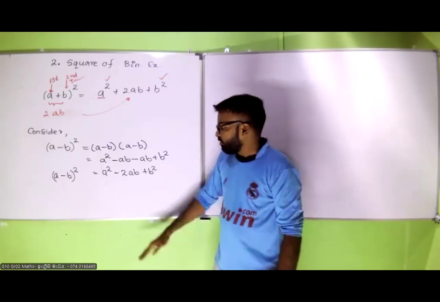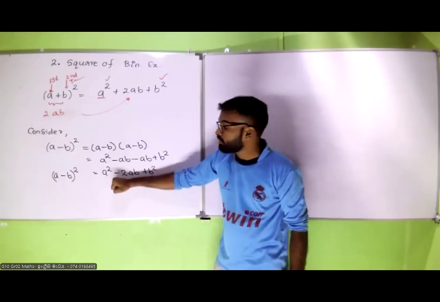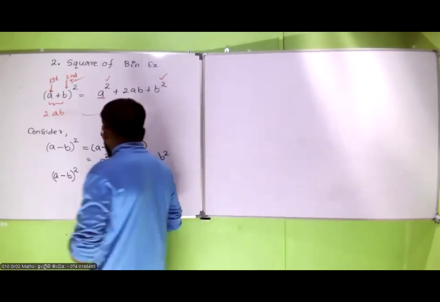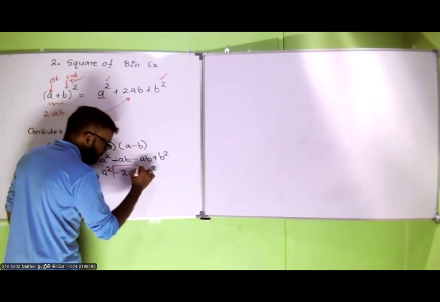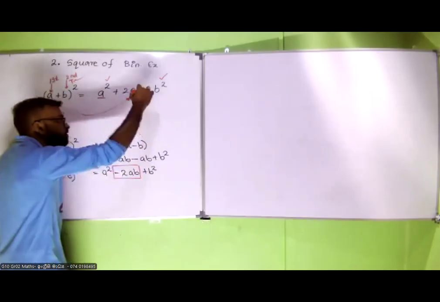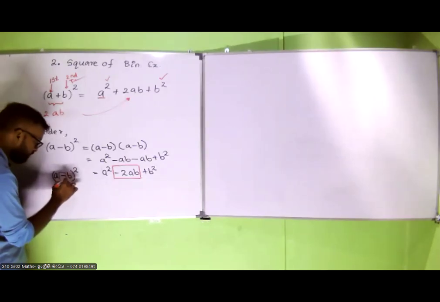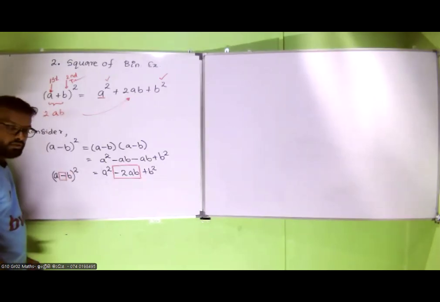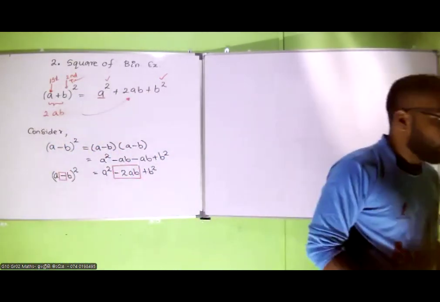So this is how we are going to obtain it. Only the middle term is changing. If you want, you can highlight it. Only this one is changing compared to the first one, since you have negative here. So you know that. Let's move on to some questions.